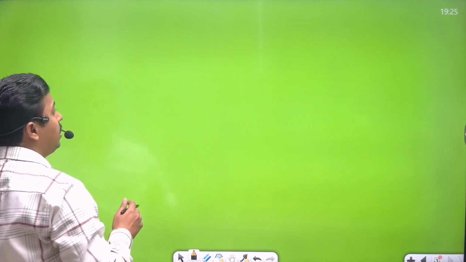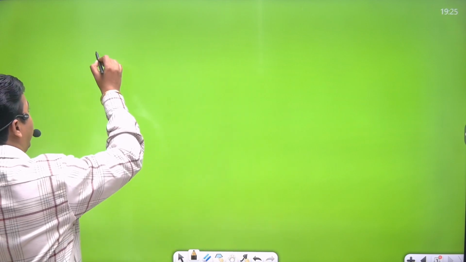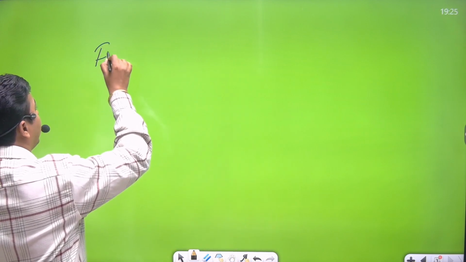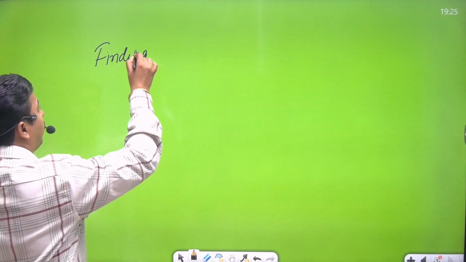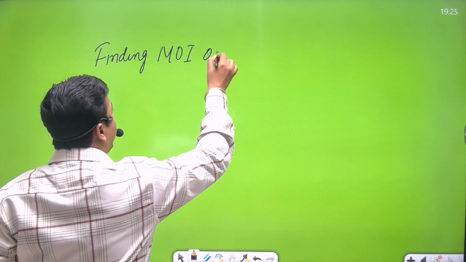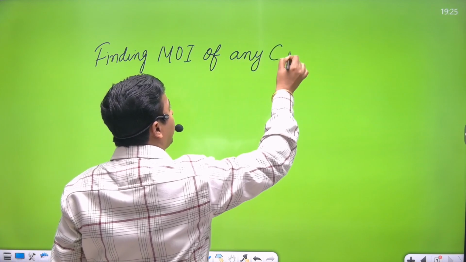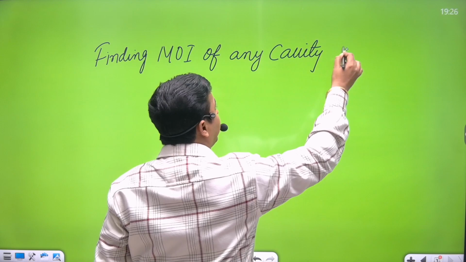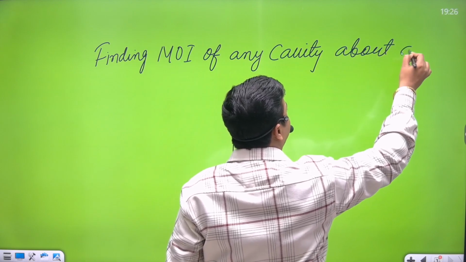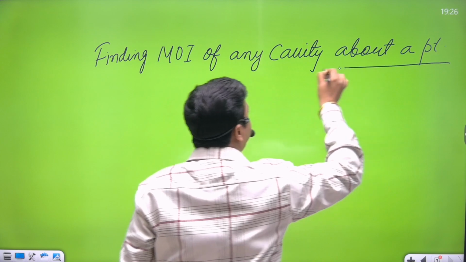You know what is a cavity? You must know the cavity is nothing but when some substance is taken out of a bigger substance, then the remaining part is left with a cavity. Cavity means gap, just like a hole. Okay. So write the name of the topic: finding moment of inertia of any cavity about any point, about a point. Point may be anything.